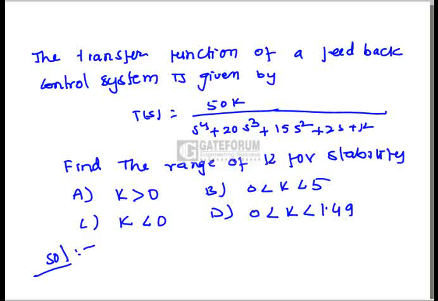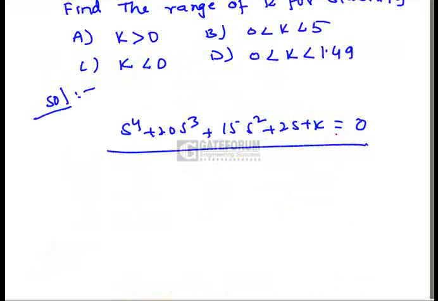So to find out the system stability, first we have to find out the transfer function, right? The transfer function is directly given here, so our work is simplified. Next, after finding the transfer function, we have to find out the characteristic equation of the system. Now what is the characteristic equation? If you find out the transfer function, the denominator part is nothing but the characteristic equation. Here the denominator is s power 4 plus 20s cube plus 15s square plus 2s plus k. This is equal to 0. Now this is our characteristic equation.